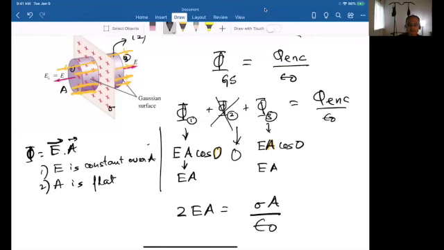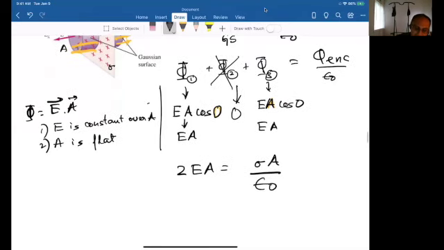So the right side of Gauss's law just becomes Q enclosed divided by epsilon 0. Q enclosed, which is the charge that's inside our Gaussian surface, inside this cylinder, is going to be sigma multiplied by A divided by epsilon 0. And so from here you can just immediately solve for E, and you get the answer. E is equal to sigma divided by 2 epsilon 0.